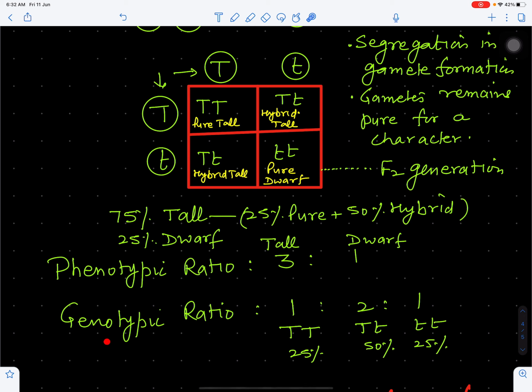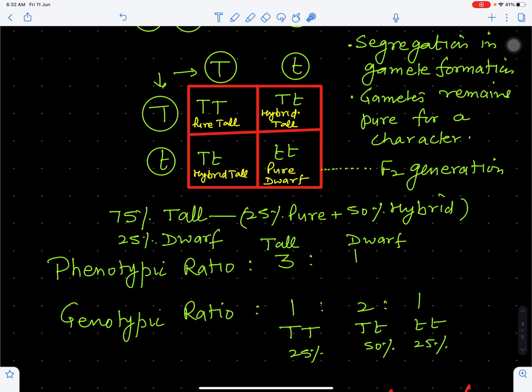Now if we see its genetic character, the genotypic ratio, we can see this is pure homozygous, so this is pure tall, 25%. Now this is capital T small t, capital T small t, forming 50% hybrid tall. Though this is tall, its genes are heterozygous, whereas the other is homozygous. Now this is pure dwarf having small t genes, so this is 25%. Now if we see its genes, the genotypic ratio, this is 1:2:1.